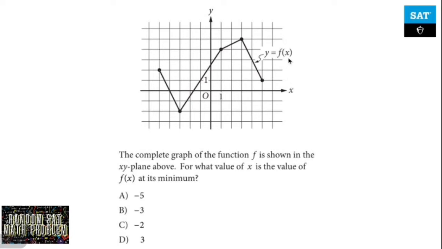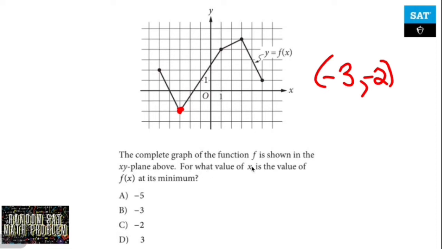I'm looking at this problem and saying this is way too easy, but maybe they just want you to be careful here. My minimum is at this point right there, which is (-3, -2). So my minimum value is -2, but it occurs when x is -3. And that's what they're asking for.